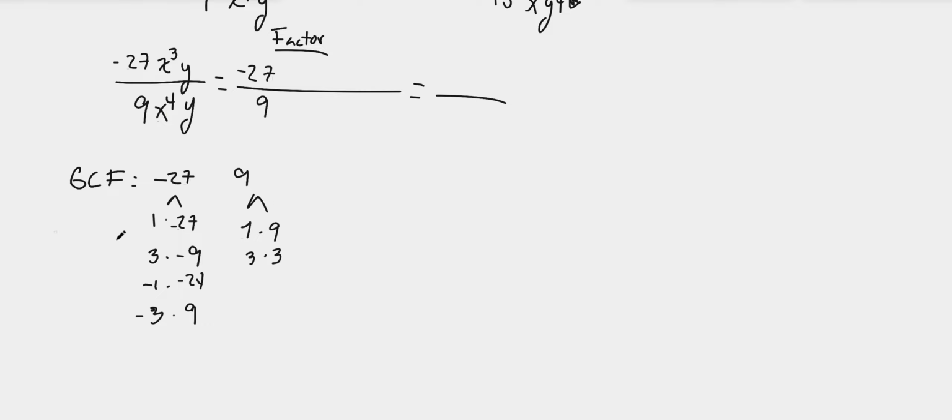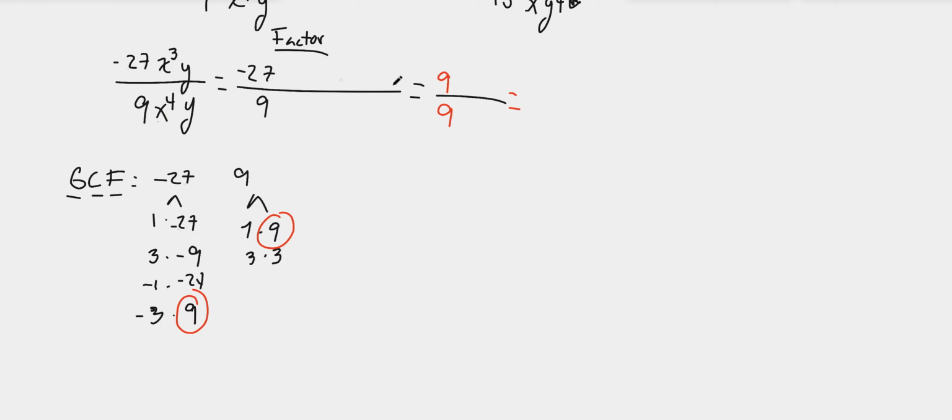Now, what is the greatest common factor that they have? Well, if you said the greatest common factor is, in fact, positive 9, you are exactly right. I see a 9 here, I see a 9 there, and that is the greatest factor. So we're going to factor out a 9 on the numerator and on the denominator.